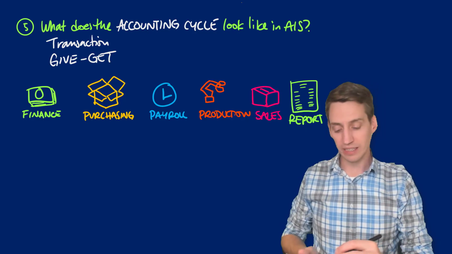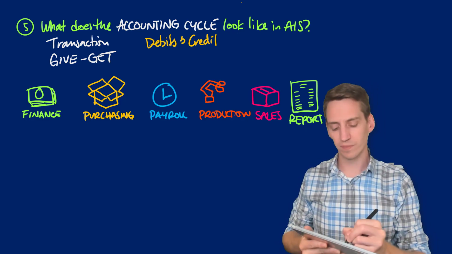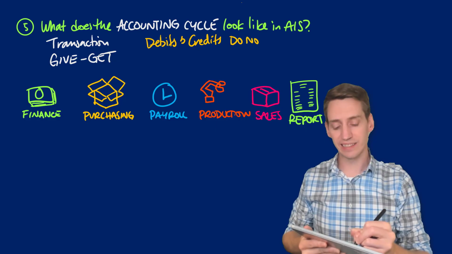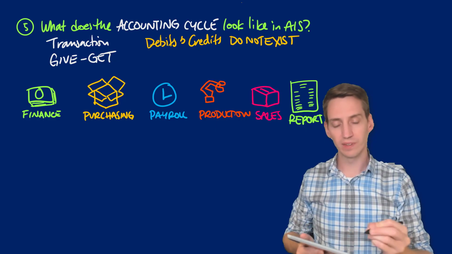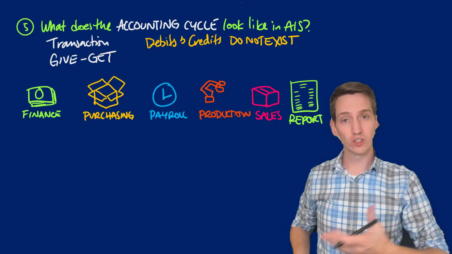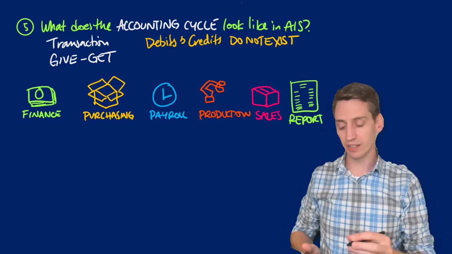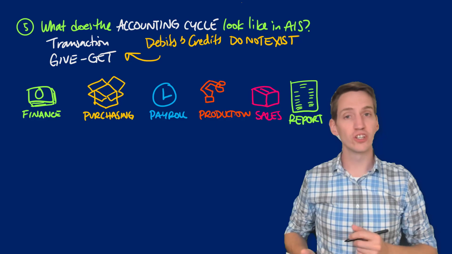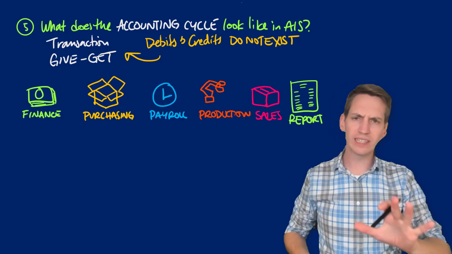So here's a shocker. Debits and credits do not exist. They are simply transformed transactions to help us understand what's going on. However, these transactions do exist. So let's look at this a little bit more in depth.